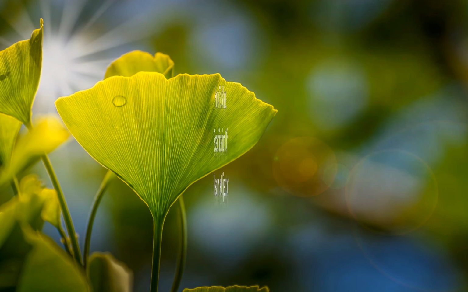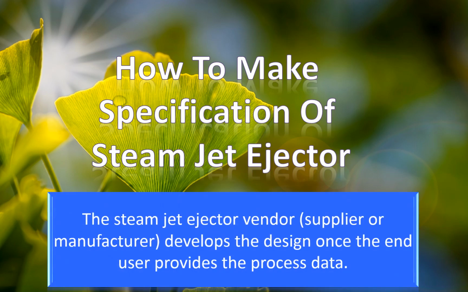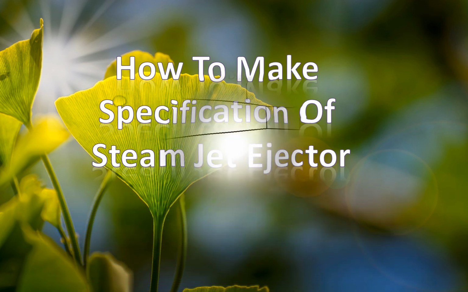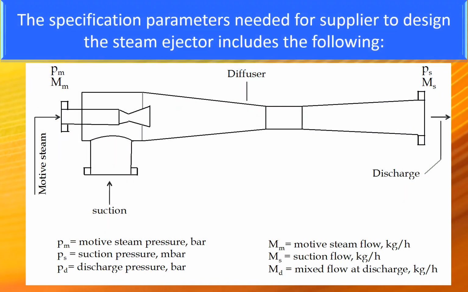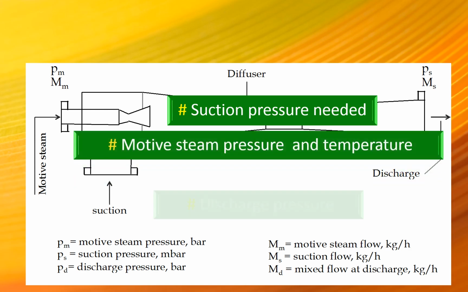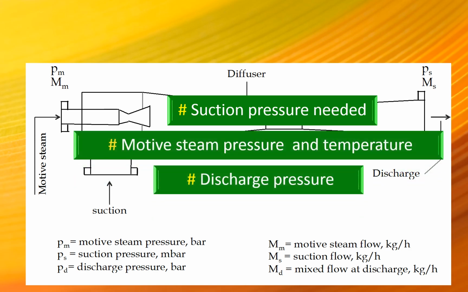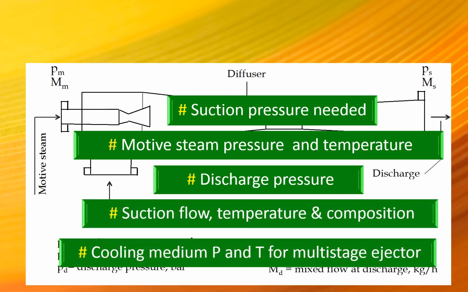How to make specification of a steam jet ejector? The steam jet ejector vendor or supplier or manufacturer develops a design once the end user provides the process data. The specification parameters needed for the supplier to design the steam ejector include the following: suction pressure needed, motive steam pressure or temperature, discharge pressure, suction flow, temperature and composition, cooling medium, pressure and temperature for multi-stage ejector.